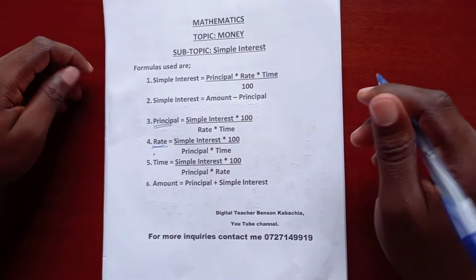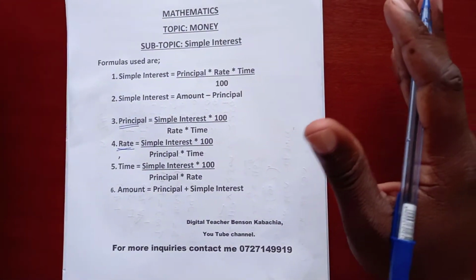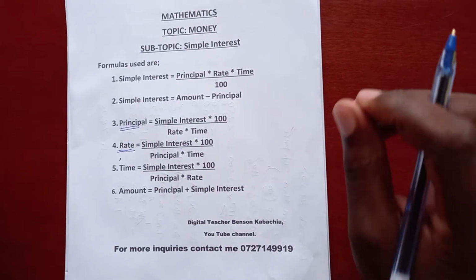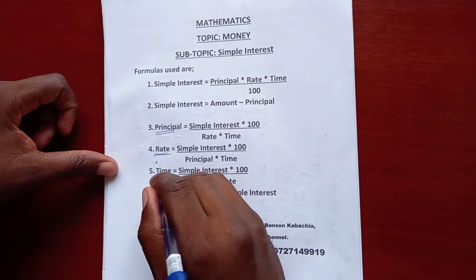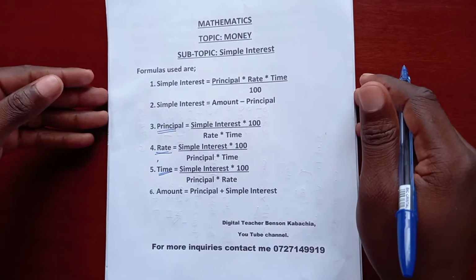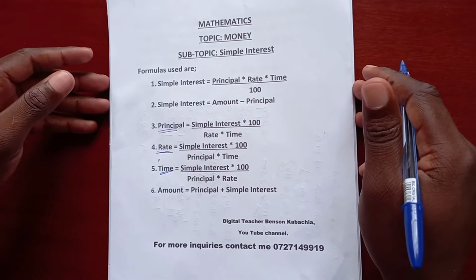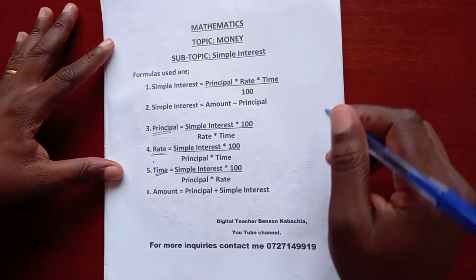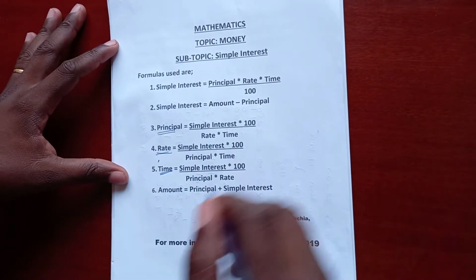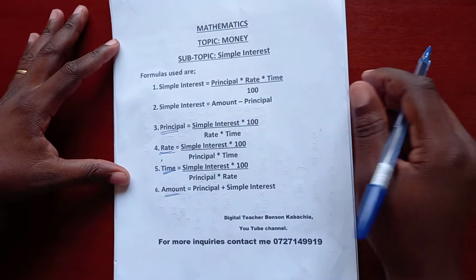The duration the money stays in the financial institution or is borrowed is called time, which is the duration in which the money should be paid according to the agreement. Then you have the accumulated amount of money that is paid all together or withdrawn, which is called the amount.